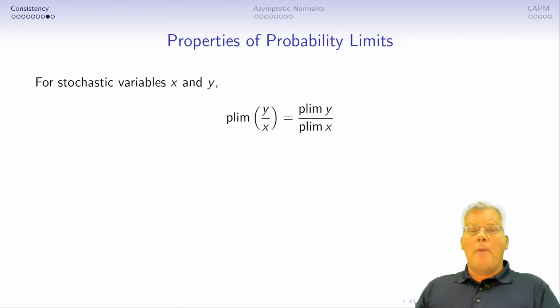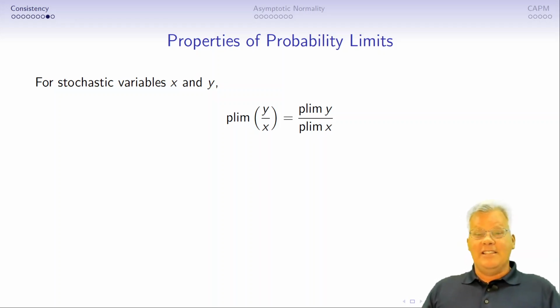Now, regarding the properties of probability limits, one that's worth bringing up and emphasizing: you remember when we were talking about expectations, which are again small sample properties, that it wasn't possible to take the expectation of a quotient, right? The expectation of y over x, where y and x were both stochastic, did not exist, or we couldn't say that it was the ratio of the expectations. However, the probability limit of a quotient is equal to the quotient of the probability limits.